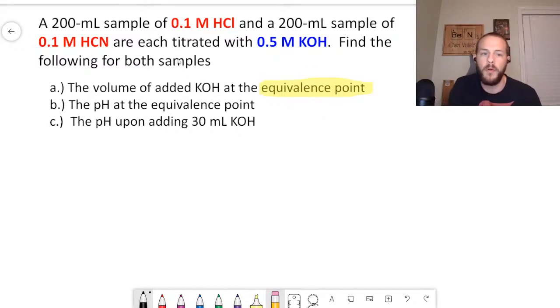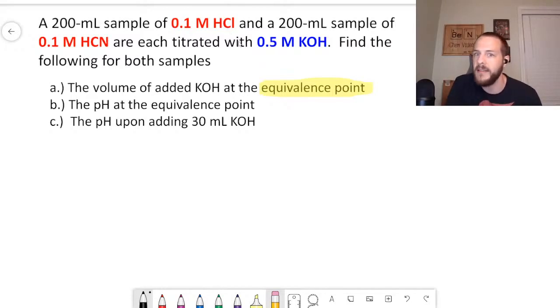So now it's important to look at these 2 samples, right? There's 200 milliliters in one, 200 milliliters in the other. So they have the same volume. They also have the same concentration, 0.1 molar. But what don't they have in common? Well, they have different chemical formulas. One's HCl, one is HCN.